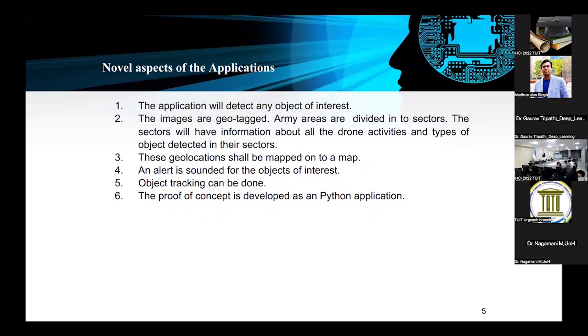So I'll be quick on this because most of the things I've already covered in remote sensing images. The application will detect any object of interest. The images may be geotagged or may not be. Normally in military areas, army areas are divided into sectors, and these geolocations shall be mapped onto a map. An alert is sounded for the objects of interest. And after detection of these objects, object tracking can be done. Now, all these things have been done in a Python application.